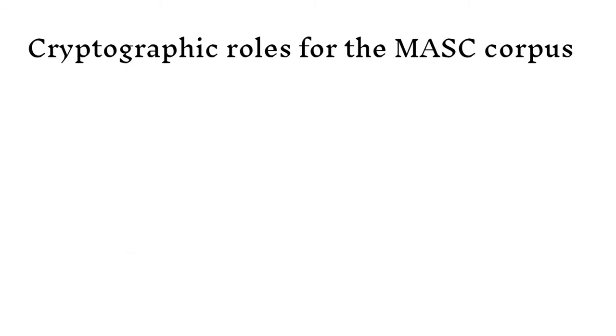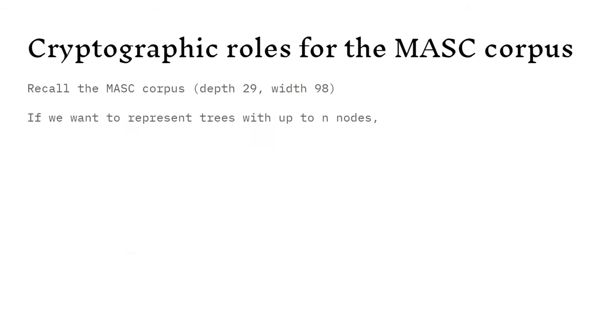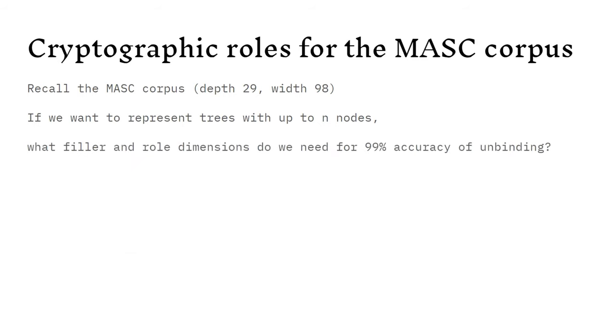So now we've applied this to the mask corpus, depth 29, width 98, on the order of 10 to the 57 possible nodes in the complete tree. But if we wanted to represent trees with up to n nodes, we ask, what filler and role dimensions do we need for 99% accuracy of unbinding the complete tree? Accuracy here is like an F1 metric, where it's about the precision and recall of the filler-role bindings, because you can have missing filler-role bindings or extra ones, but in any case, we just compress it into an accuracy metric.